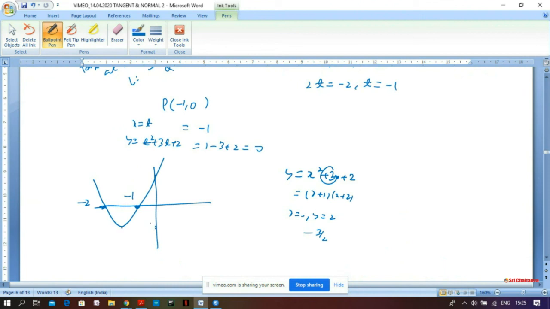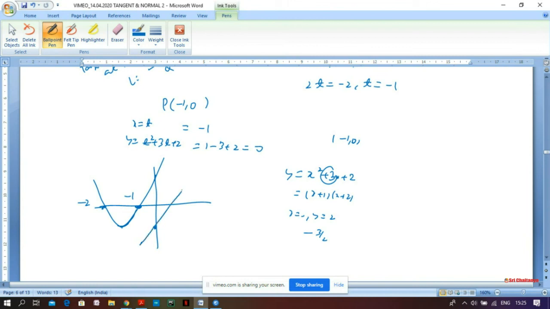And the line is also going. Now we have found the point minus 1 comma 0. It means minus 1 comma 0 is this one. X is minus 1 and y is 0. So obviously you are checking that x is minus 1, and then it will come minus 1 plus 3, so it is 0. So minus 1, 0. And here we have got a tangent.